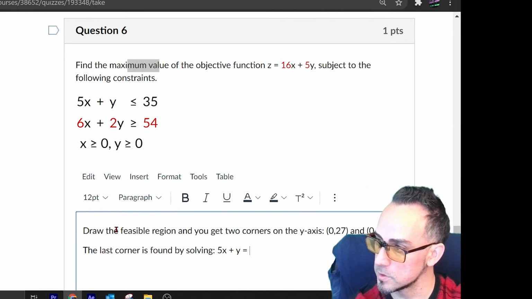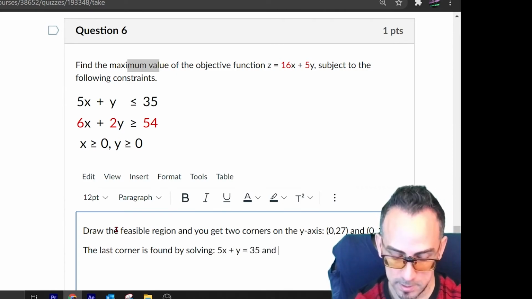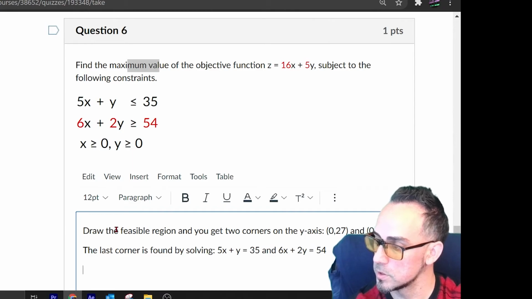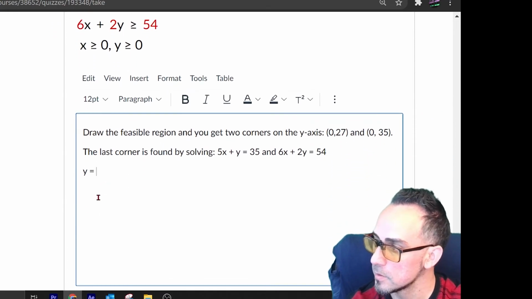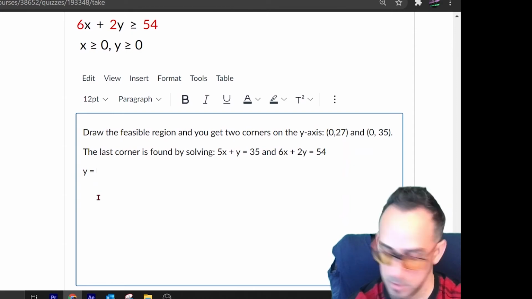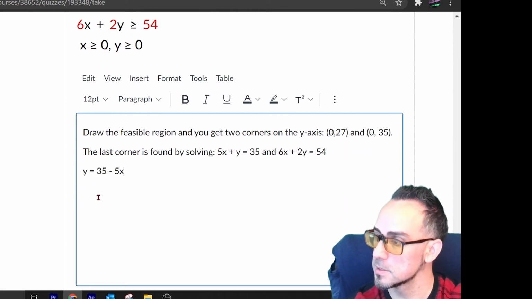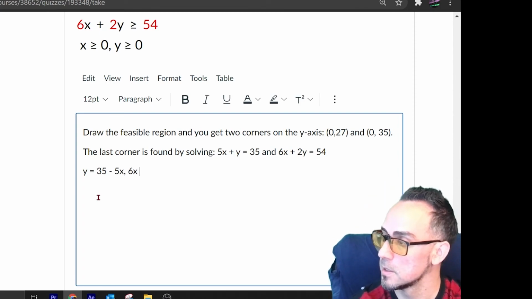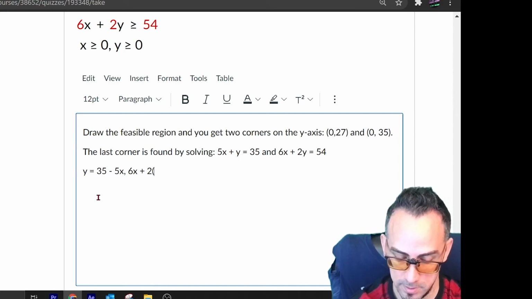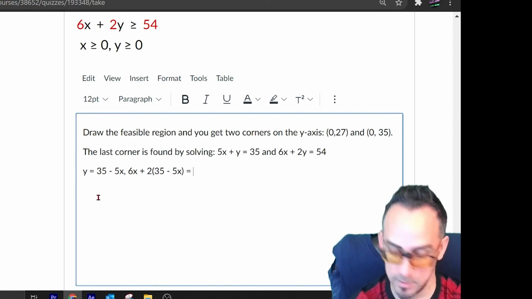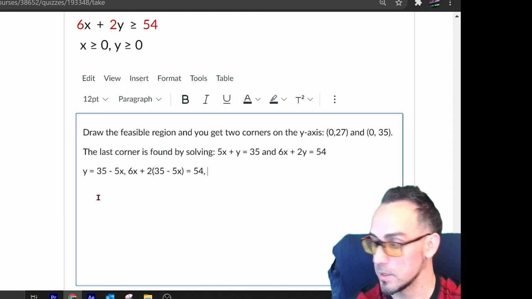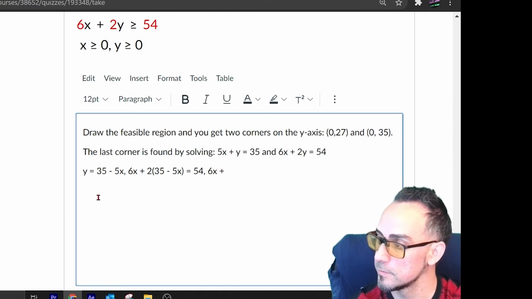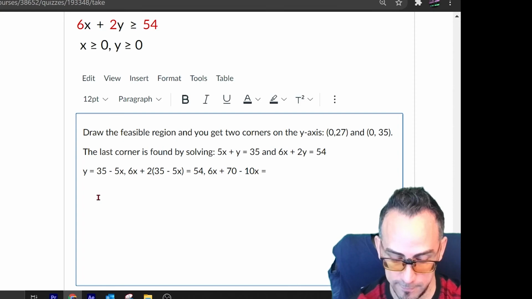5x plus y equals 35, and 6x plus 2y equals 54. So we could do y equals, if I scroll up, y equals 35 minus 5x, and then we substitute that into the other equation. So 6x plus 2 times (35 minus 5x) equals 54. Now we gotta start distributing the 2. So 6x plus 70 minus 10x equals 54.